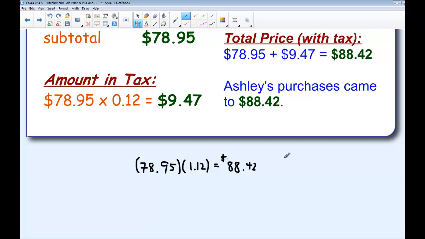So hopefully this chapter has helped you to understand a little bit about how to calculate discounts and sale prices, and also the idea of taxes, and very pertinent information to help you in your daily lives.